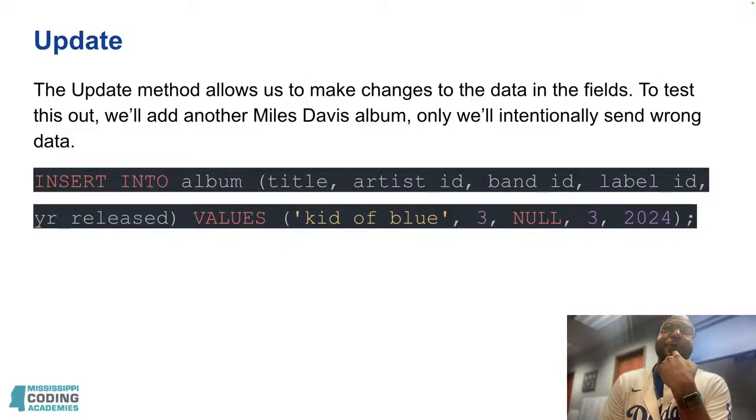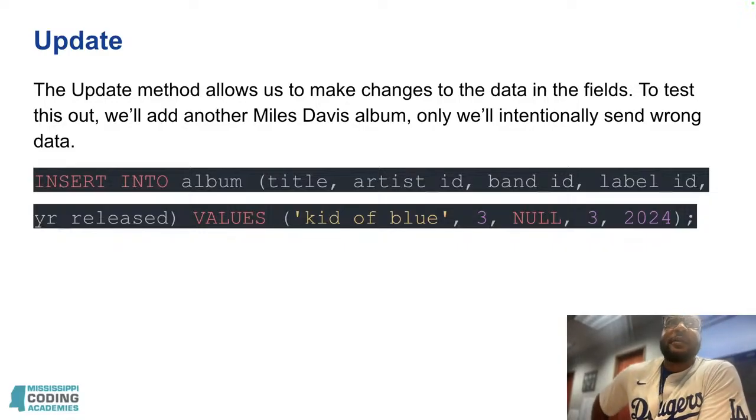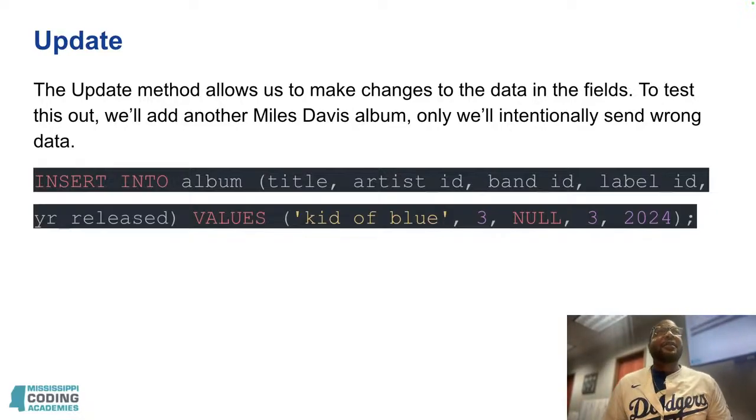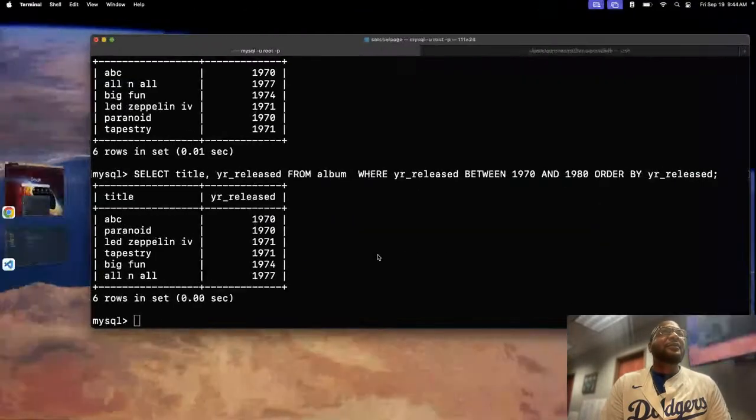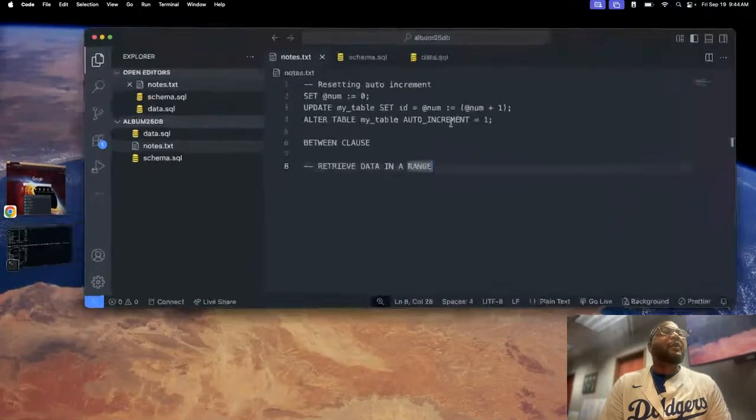The U in CRUD is update. The update method allows us to make changes to the data in the fields. To test this out, we're going to add another Miles Davis album, only we're going to intentionally send the wrong data. So I'm going to key this into, let's come over here, my Visual Studio Code.